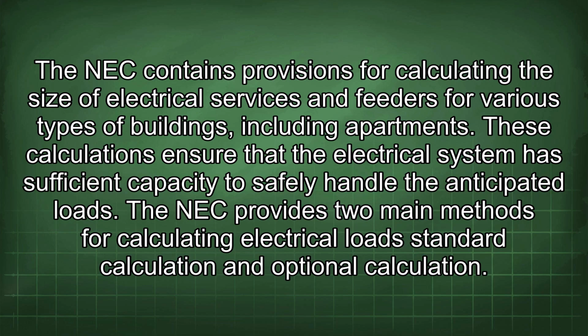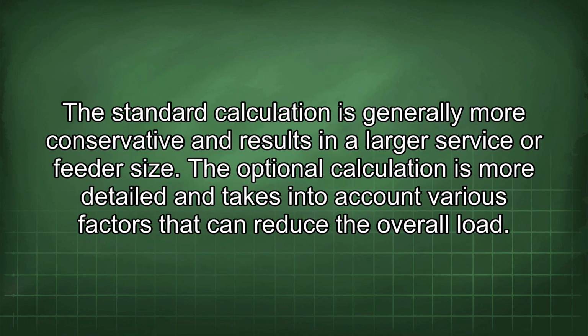The NEC provides two main methods for calculating electrical load: standard calculation and optional calculation. The standard calculation is generally more conservative and results in a larger service or feeder size. The optional calculation is more detailed and takes into account various factors that can reduce the overall load.